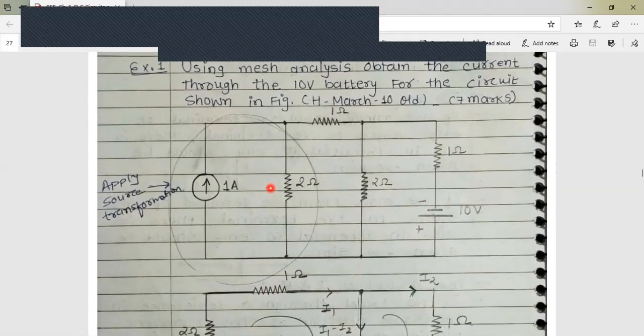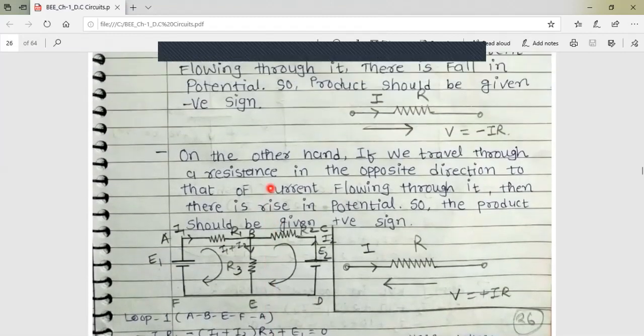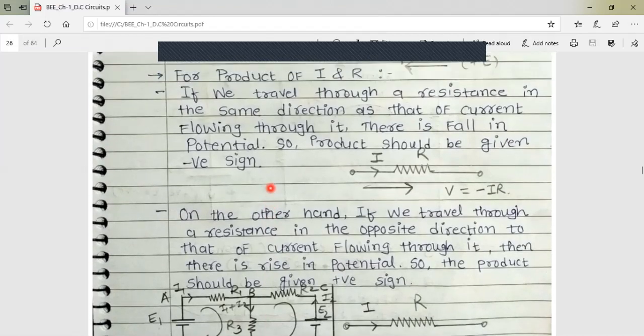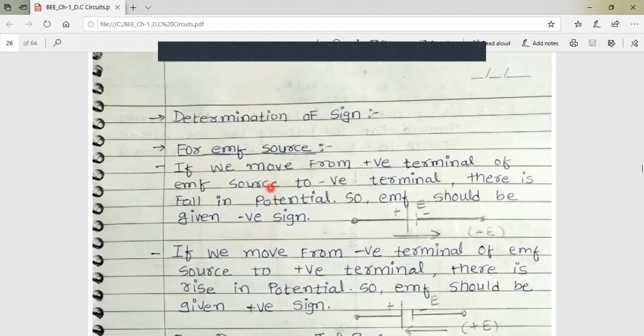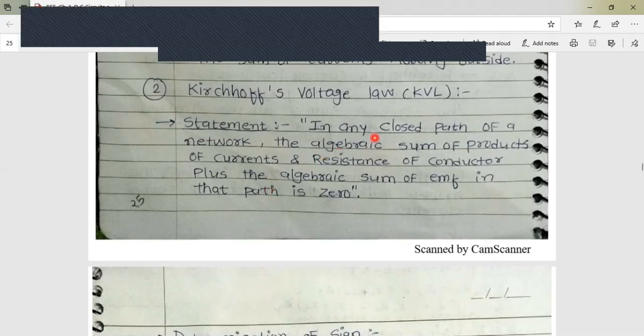So this is all about Kirchhoff's voltage law, Kirchhoff's current law, and basic numericals based on Kirchhoff's voltage law. Again, I repeat the statement of both laws. This is Kirchhoff's voltage law. You have to keep in mind that in any closed path of a network, the algebraic sum of products of current and resistance plus the algebraic sum of voltages in that path equals 0.